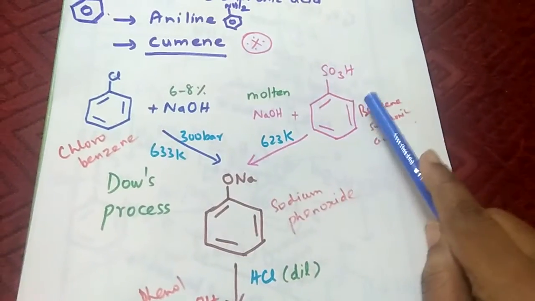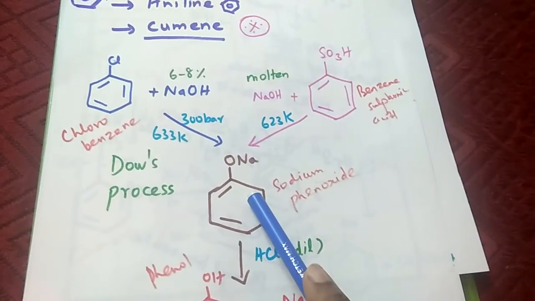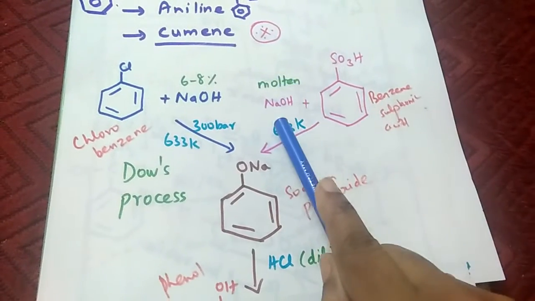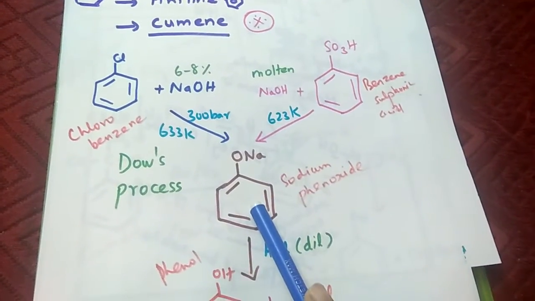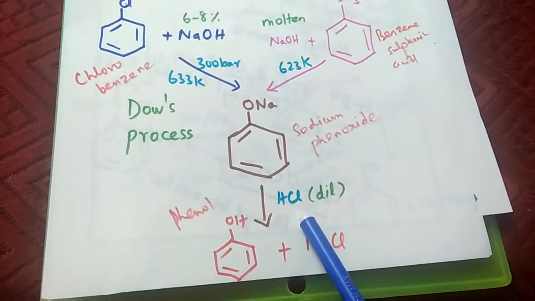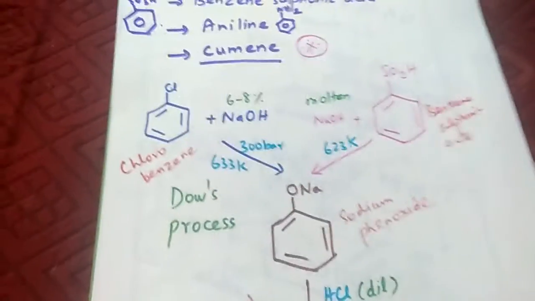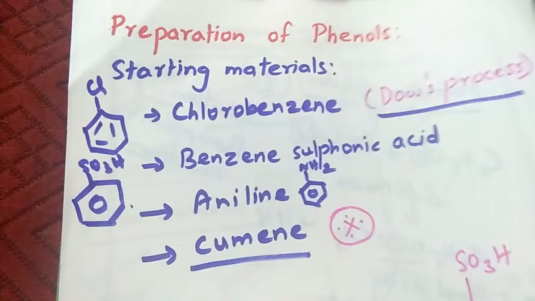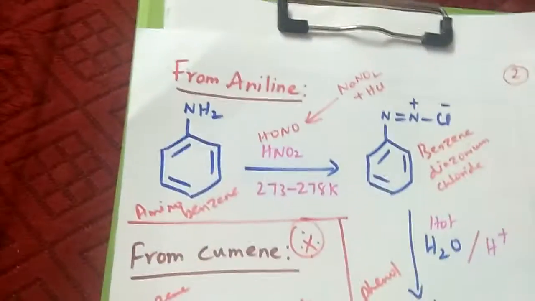Similarly, with the second compound, benzene sulfonic acid, sodium phenoxide is also the intermediate. When benzene sulfonic acid is treated with molten sodium hydroxide at 623 Kelvin, it forms sodium phenoxide, and this sodium phenoxide, acidified with dilute hydrochloric acid, forms phenol, and the byproduct is sodium chloride. So we have discussed the methods of preparation of phenol from chlorobenzene and benzene sulfonic acid. We are now going to discuss how phenol is prepared from aniline.